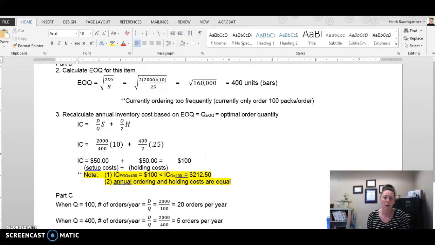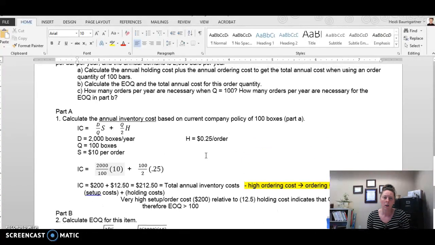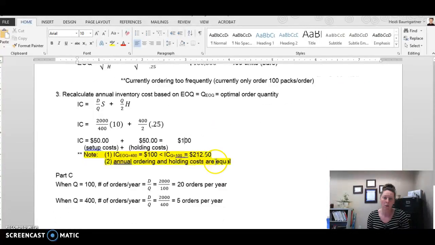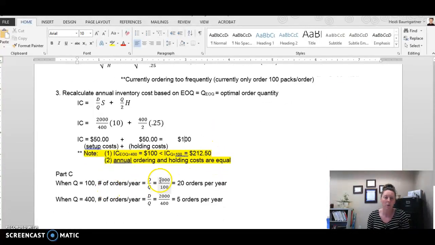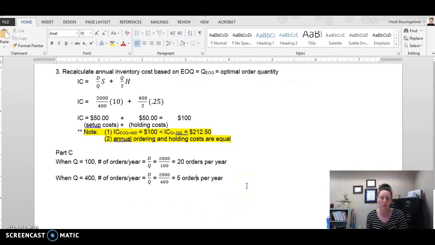Part C, we were looking at how many orders per year are necessary when the order quantity is 100, and how many are necessary for our result of 400. So if we have 2,000, that's our annual demand divided by our quantity. We will have 20 orders per year as compared to ordering at a quantity of 400. We'll only need 5 orders per year. And this concludes the examples.